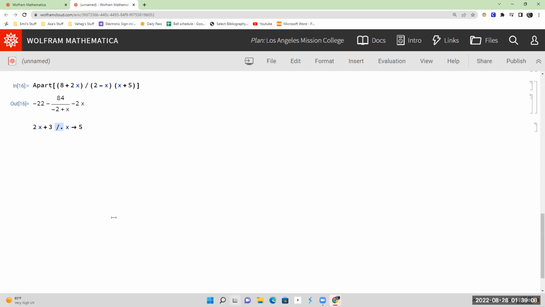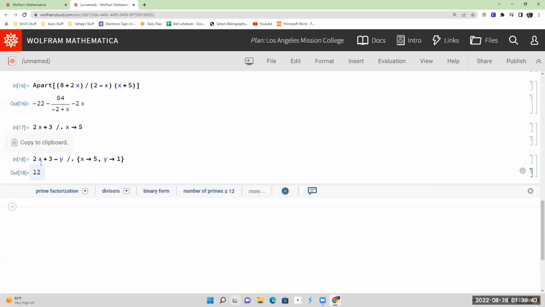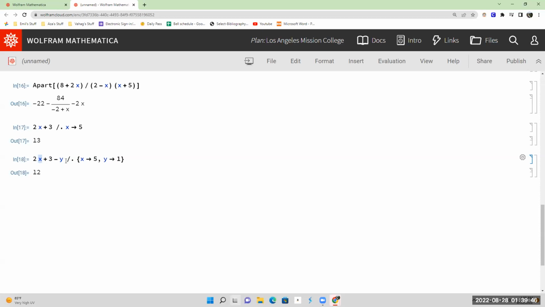So /dot is basically the command for evaluation. It tells Mathematica that we want to plug in a value, and the way we plug in a value is we say x arrow 5. So it's going to plug in 5 into the expression, as you can see. If we have multiple variables, like for example, 2x plus 3 minus y, we can plug in multiple variables by using curly braces, and the rest is as you would expect. So here we have plugged in the number 5 for x and the number 1 for y. So it has evaluated this.